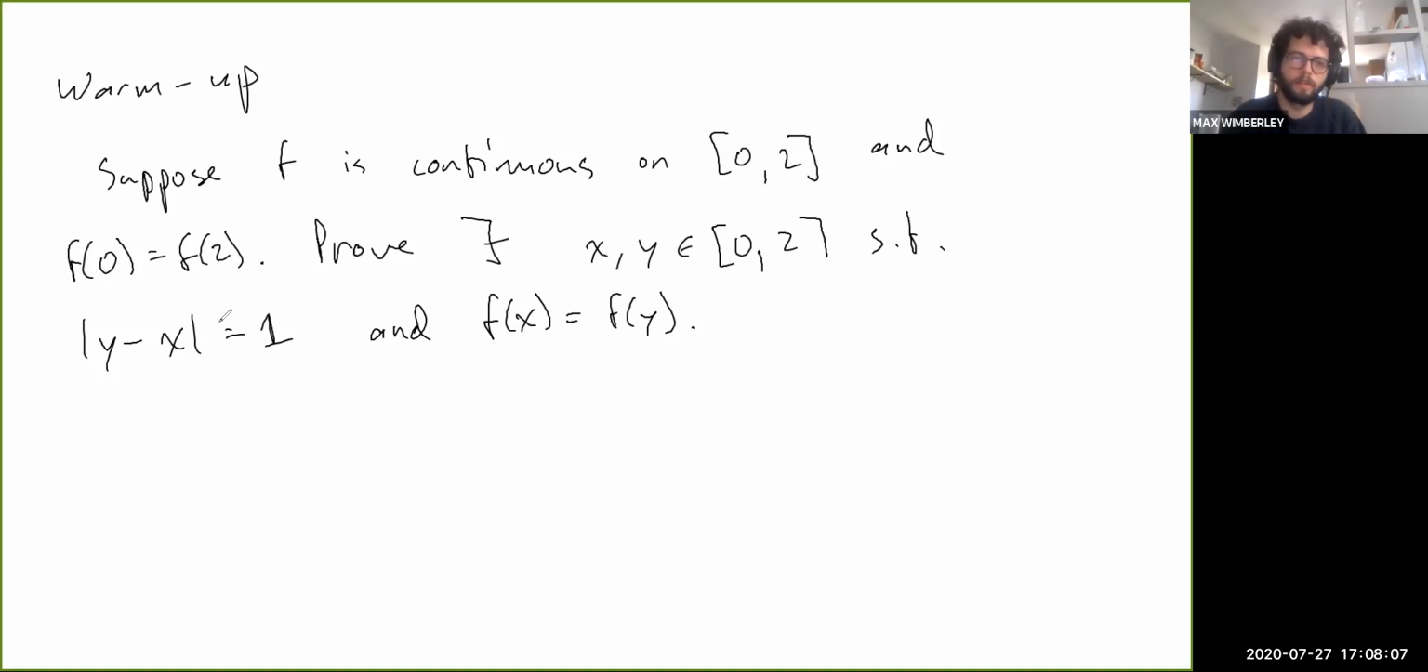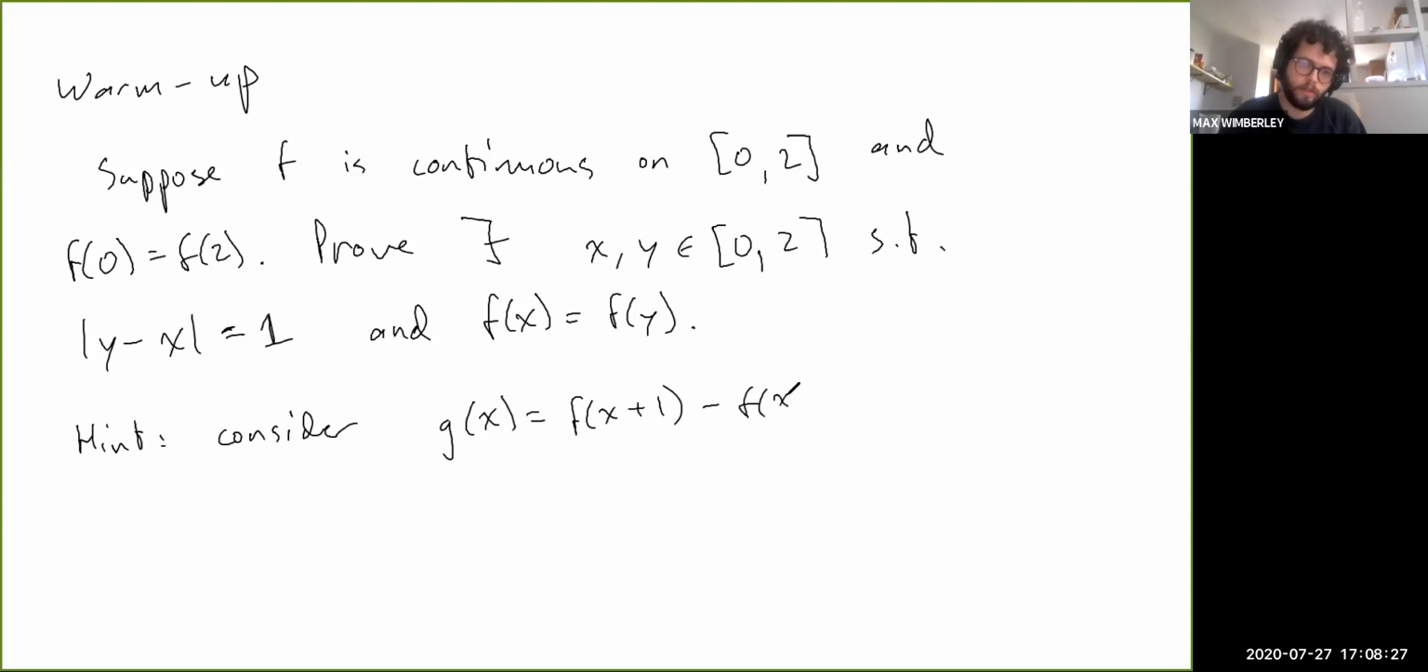And yeah, well, the book gives a hint here. I guess I'll go ahead and just give the hint. So consider g(x) equals f(x plus 1) minus f(x) on [0, 1]. Okay. Yeah, so this is the warm up.